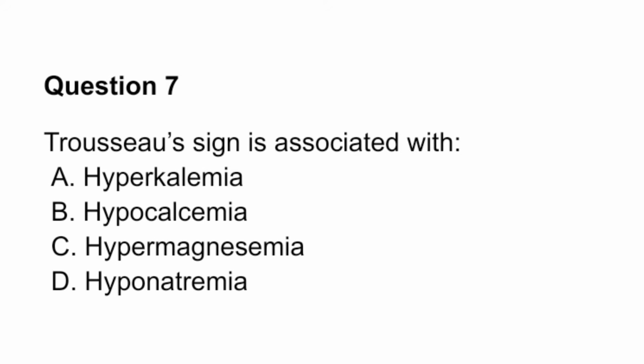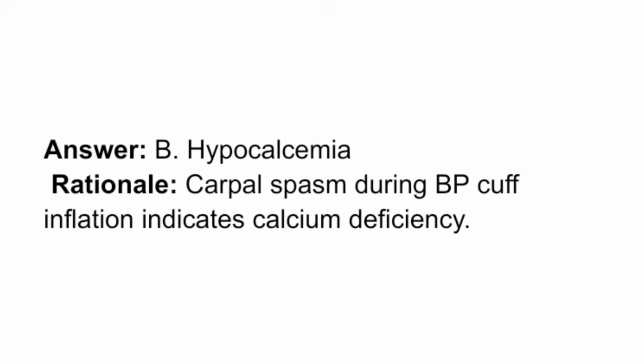Question 7. Trousseau's sign is associated with A. Hyperkalemia, B. Hypocalcemia, C. Hypermagnesemia, D. Hyponatremia. Answer: B. Hypocalcemia. Rationale: carpal spasm during BP cuff inflation indicates calcium deficiency.